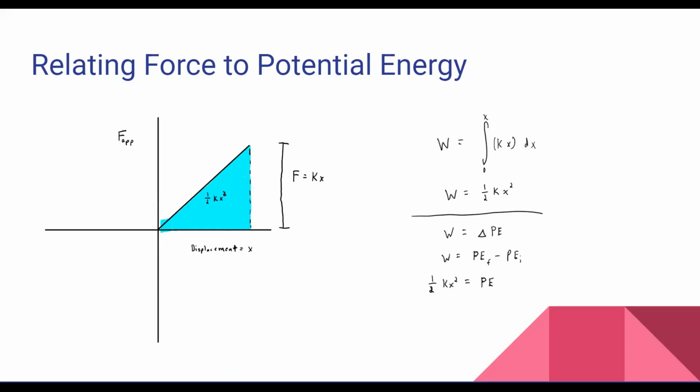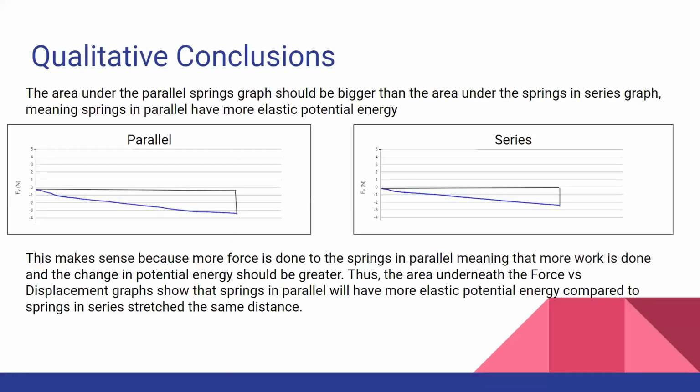In our qualitative conclusions, we see that the area under the parallel springs graph should be bigger than the area under the springs in series graph, meaning springs in parallel have more elastic potential energy. And we see this from our IOLab data that the area under the parallel springs graph is bigger than the area under the series springs graph. This makes sense because more force is done to the springs in parallel, meaning that more work is done and the change in potential energy should be greater. Thus, the area under the force versus displacement graph shows that the springs in parallel will have more elastic potential energy compared to springs in series stretched over the same distance.